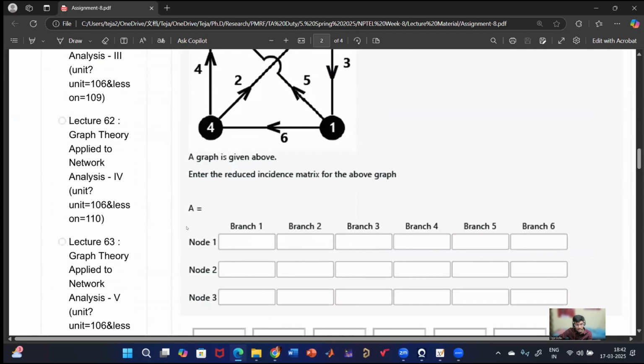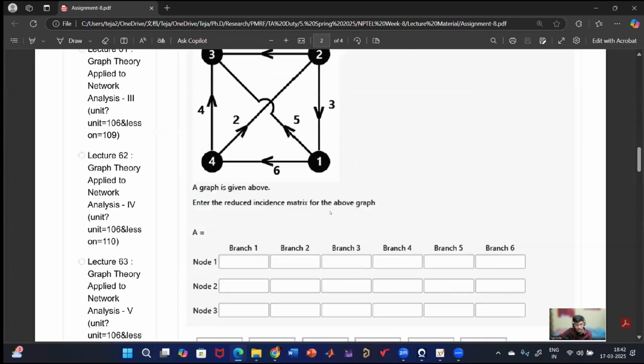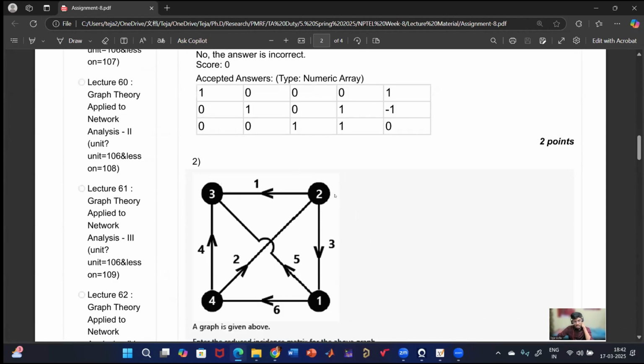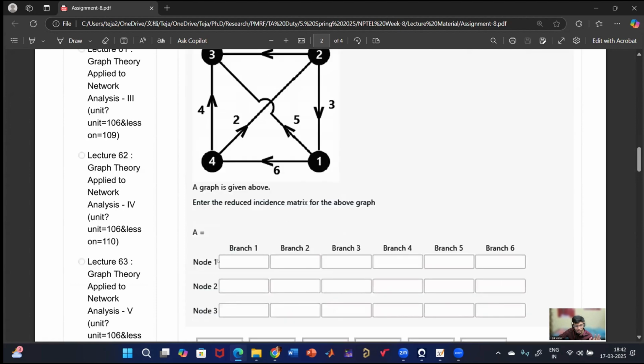So they're asking for A. If you see here, they're asking what is the reduced incidence matrix, and they have mentioned node 1, 2, 3. So you have to apply KCL at node 1, 2, 3. It is a square. Now we don't know which one to be considered as reference, but they are saying that you have to apply at node 1, 2, 3, which means 4 is the reference. So we are applying at 1, 2, 3. Is this clear?